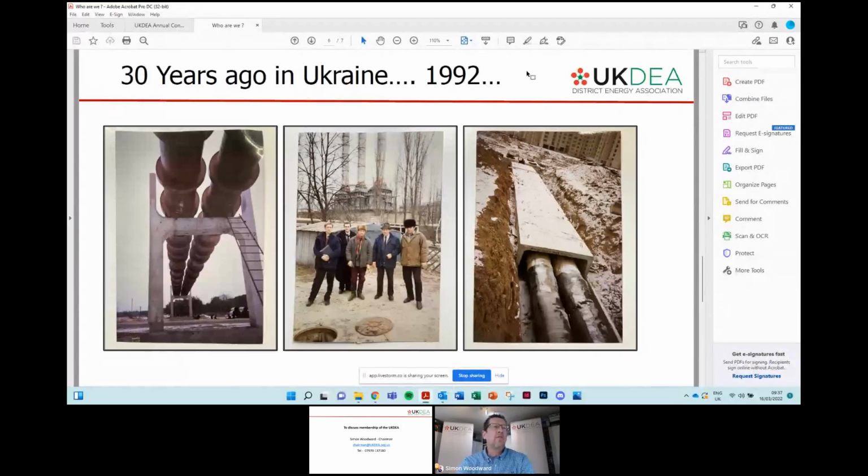Over 30 years ago, the one on the left is a picture of some very large transmission mains they're installing. The one on the right is the type of technology they were using over 30 years ago, which was actually pipe in duct systems. I'm conscious it's changed a lot since then, but the chaps in the middle, district heating engineers, will still be there in Ukraine today, and I think it's important to remember those people.